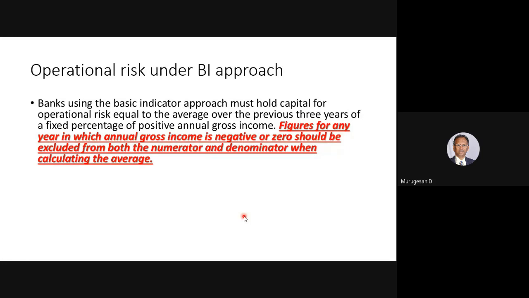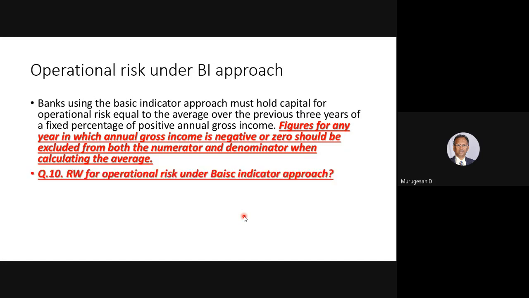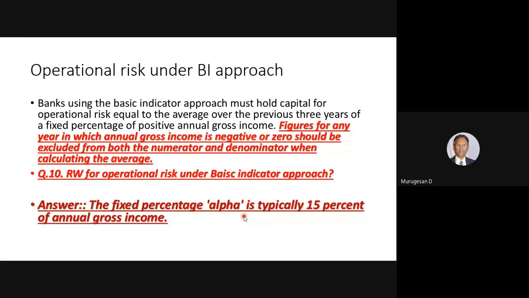They will ask you to calculate the profit or the income for the preceding 3 years and divide by 3. Suppose in 1 year there is a loss, you exclude that year. And then 9%. And on the income, 15% first you have to calculate, then 9%. First 15%. What is the 15%? Fixed percentage, alpha. 15%. 15% of what?